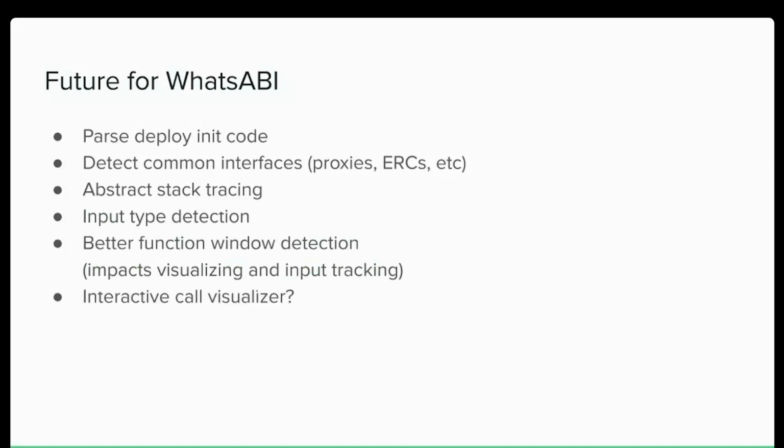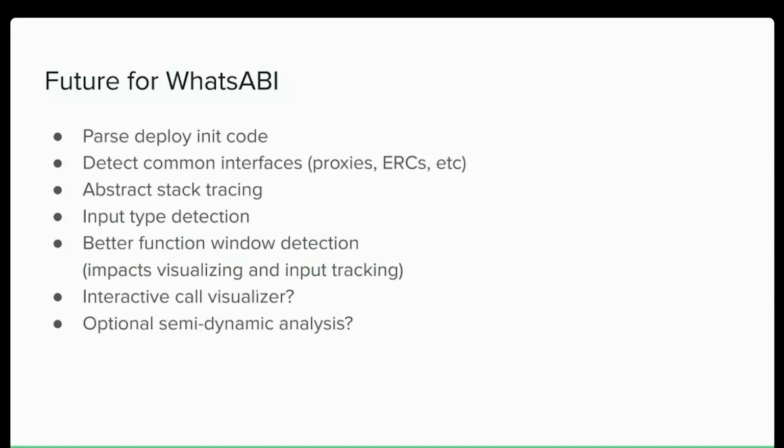I would like an interactive call visualizer, which is the thing I mentioned, kind of like a web-based UI for the thing I just demoed, where you can jump into different functions. I'd also love for it to work across different contracts. So if you have a contract that's referring to another contract, you can jump across them, which would be really cool.